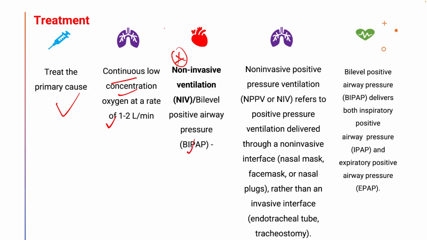Now non-invasive positive pressure ventilation is also referred to as NPPV or NIV, that is positive pressure ventilation delivered through a non-invasive interface like a nasal mask, face mask, or nasal plugs rather than an endotracheal tube or tracheostomy. If you will not use these methods, then you will use this one, that is NIV. Bi-level positive airway pressure delivers both inspiratory positive airway pressure, IPAP, and expiratory positive airway pressure, EPAP. So first we will maintain the low concentration oxygen, and then you can try NIV through a mask. This was about the treatment line for type 2.